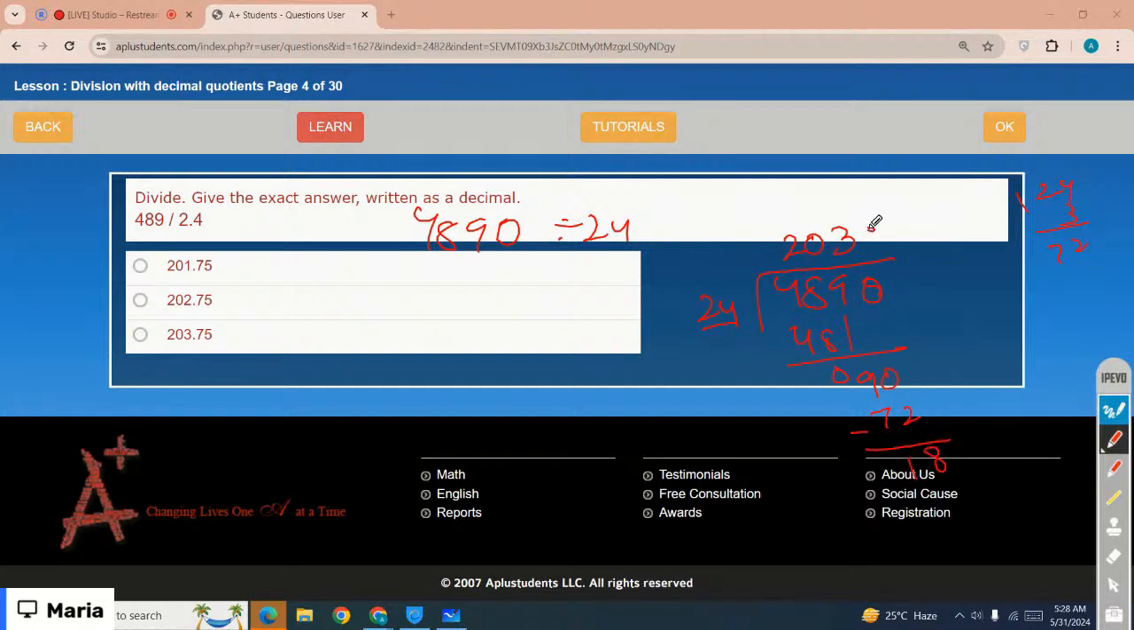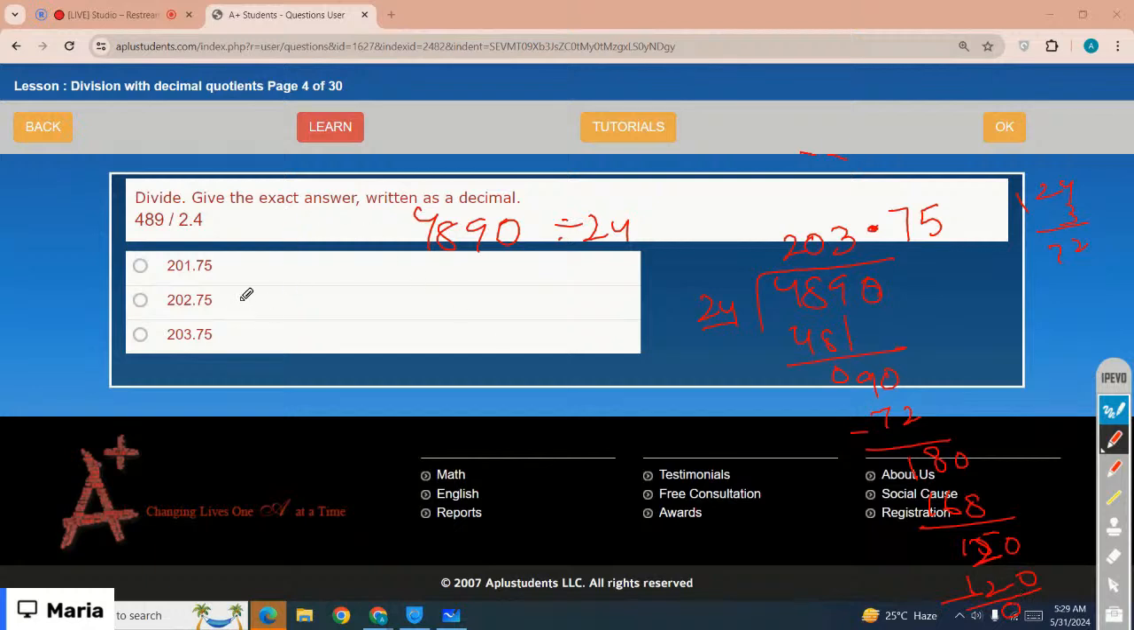18 it is. Now you need to put a decimal point over here and a 0 over here, right? So you can go for now 24 times 6 is 144. 24 times 7 is 168. 24 times 8, no, you can go for 24 times 7. That is 168. So 180 minus 168 is 12. You need to add a 0, right? So 24 times 5 is 120.